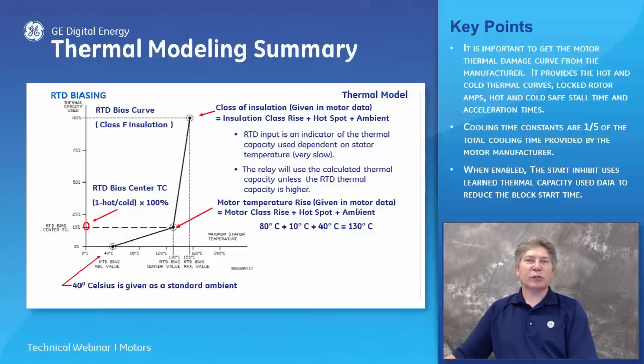If the RTD bias feature forces the thermal capacity use to 100%, the motor current must be above the overload pickup level before an overload trip occurs. Presumably, the motor would trip on stator RTD temperature at that time. If an RTD is failing, it could artificially force the thermal capacity use to an abnormal value, blocking the operator from restarting the motor. Verify that all the stator RTDs are within a few degrees of each other.